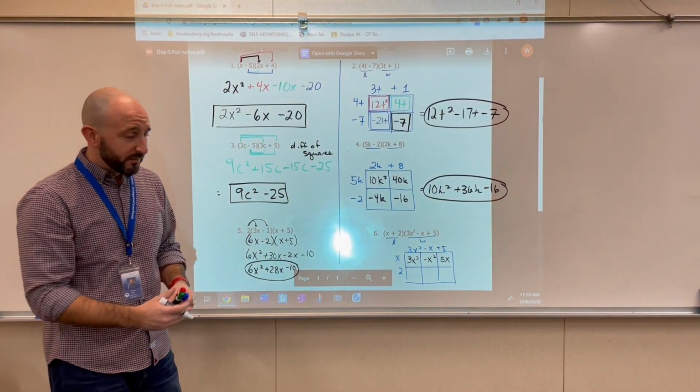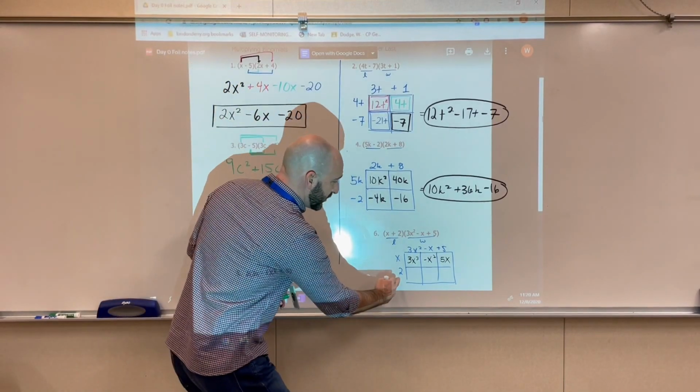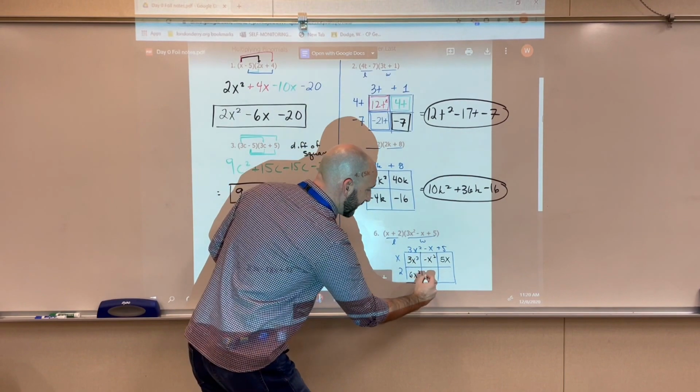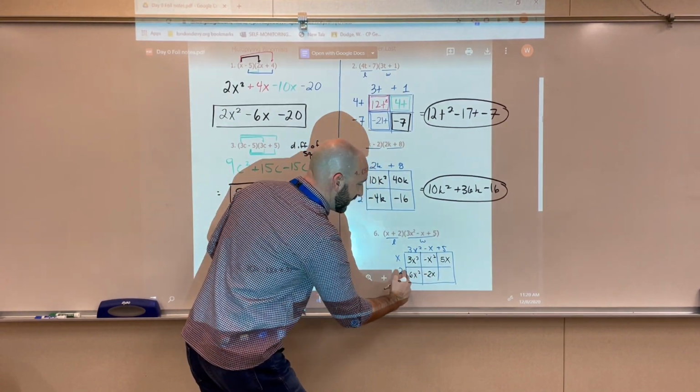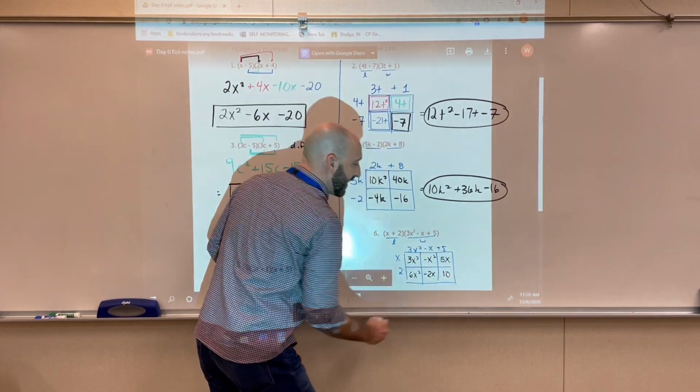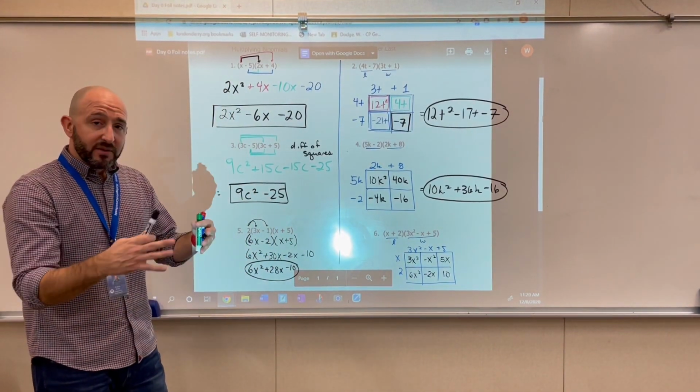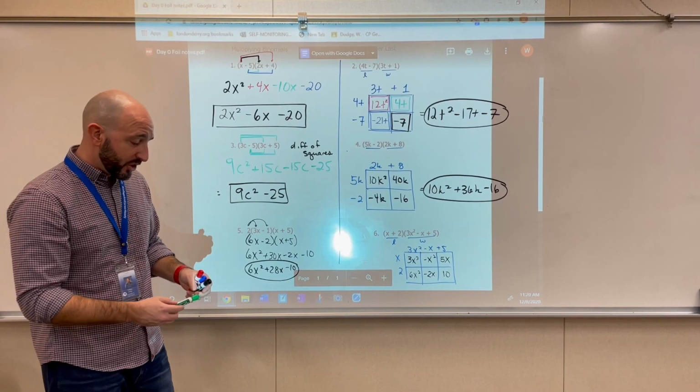Going to do the same thing for that bottom row. 2 times 3x squared is 6x squared. 2 times negative x is negative 2x. And then 2 times 5 is positive 10. So now again, we're going to find the area of the entire region by combining our like terms.